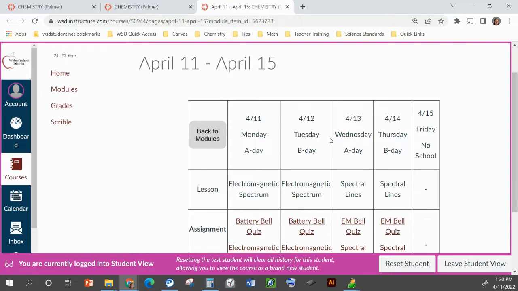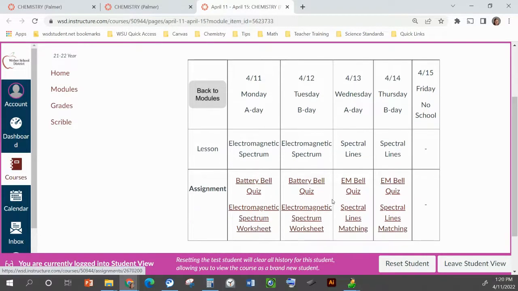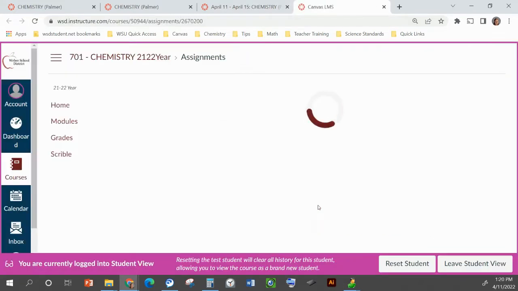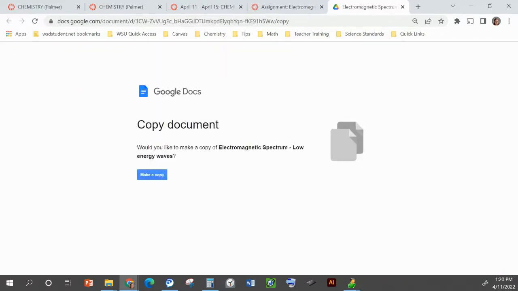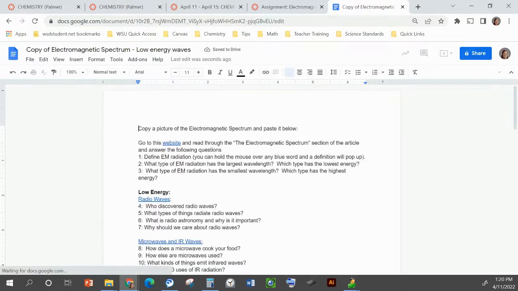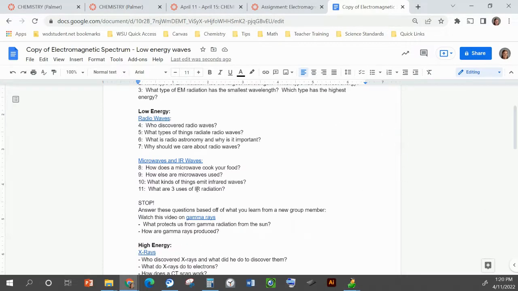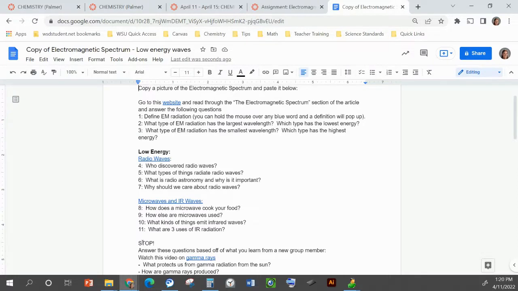Okay. So we're going to talk about the electromagnetic spectrum today. There are 3 different worksheets. This will be group 1, this will be group 2, this will be group 3. I will tell you what group you're in, and you're going to make a copy of the group that you're in. If I'm in this group, I'm going to learn about low energy electromagnetic radiation. There are some videos, and as a group, however you want to do this, you're going to answer these questions. There's low energy, medium energy, and high energy.